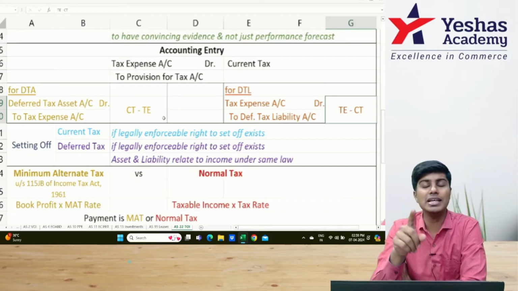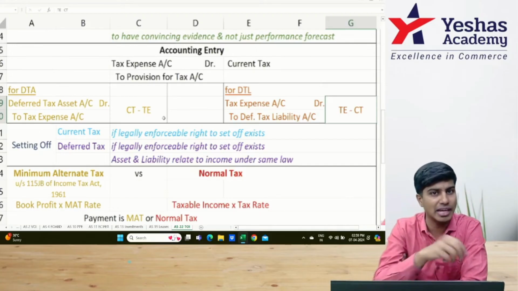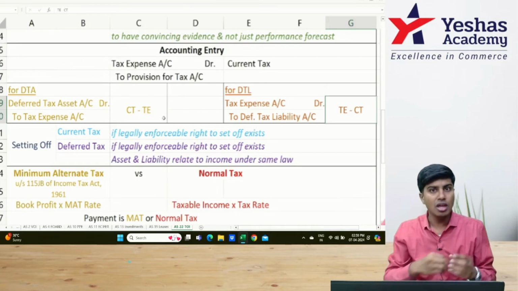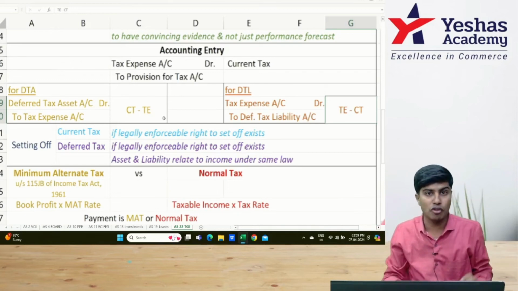MAT is regulated by section 115JB of the Income Tax Act 1961. As per the provisions of section 115JB, we compute book profit for the purpose of MAT.